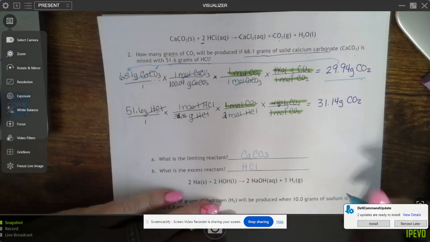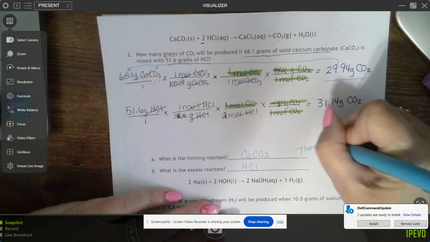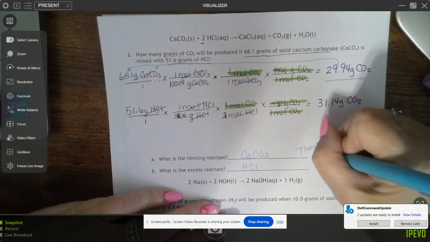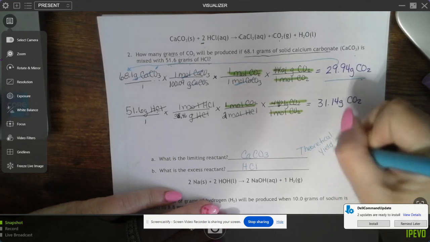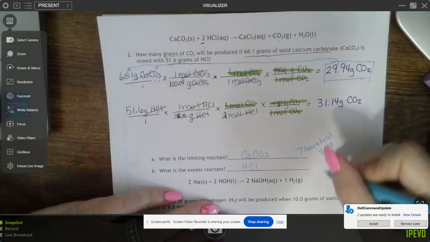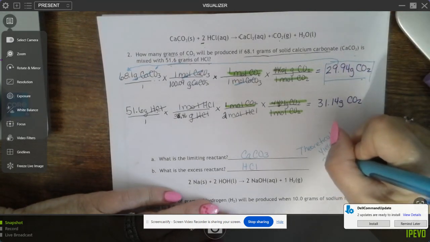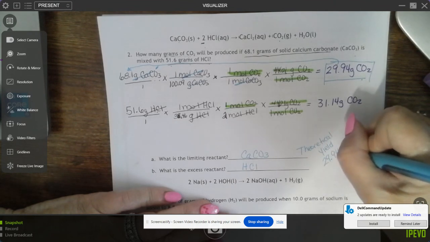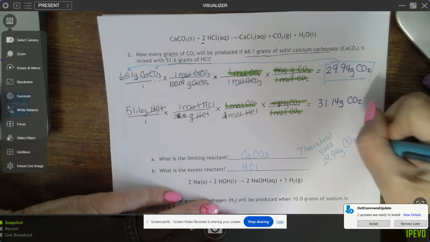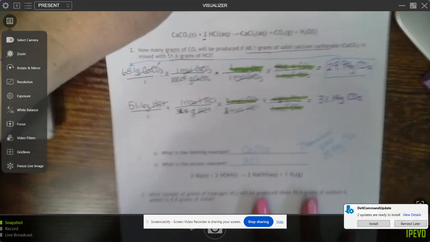Now, the one thing I didn't ask here is the theoretical yield. The theoretical yield is going to be the smaller amount of product. So our theoretical yield is 29.94 grams of carbon dioxide. All right, let's do one more.